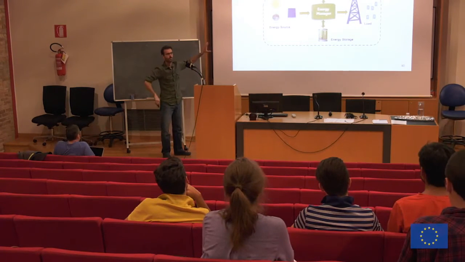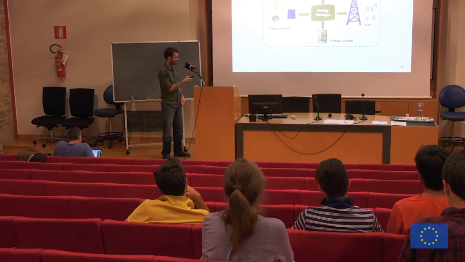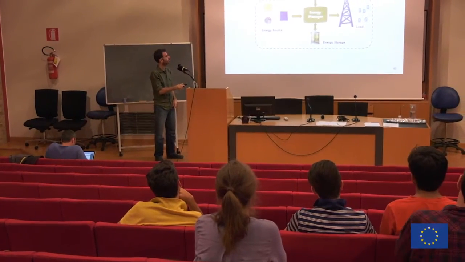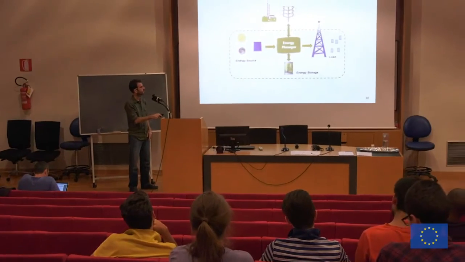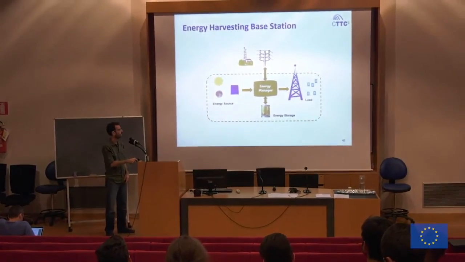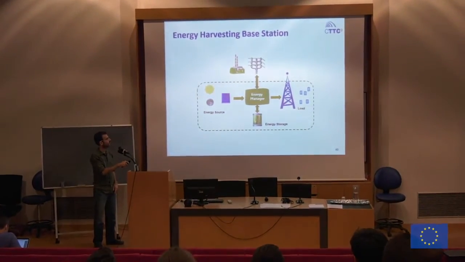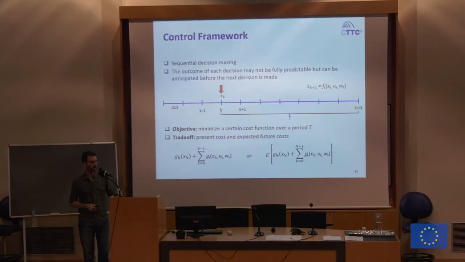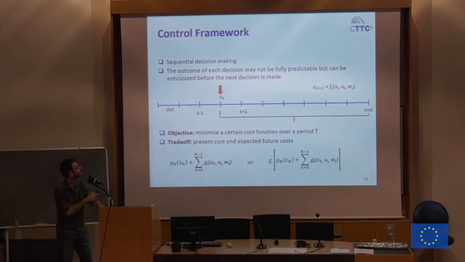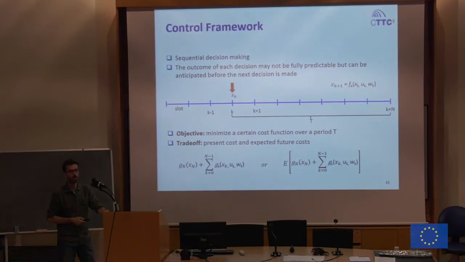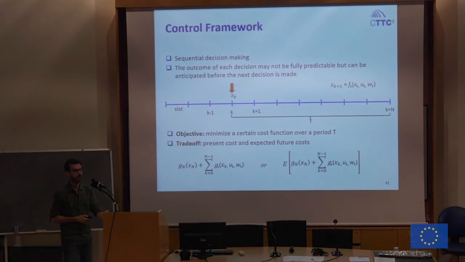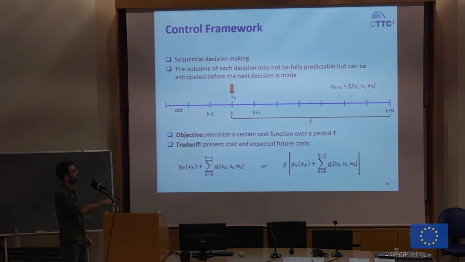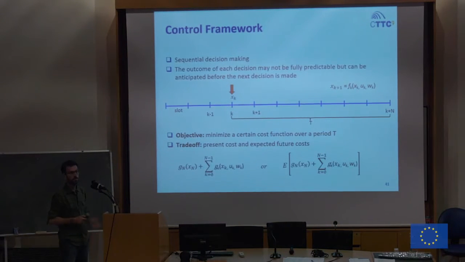Okay, so I have to control this guy here. I have to decide whether the energy should be delivered to the base station, to the energy storage, to the power grid, or drained from the power grid. In my opinion, this is a sequential decision-making process. The idea is that I have an infinite horizon of time, and I can divide this horizon in slots, in decision slots, or decision instants.